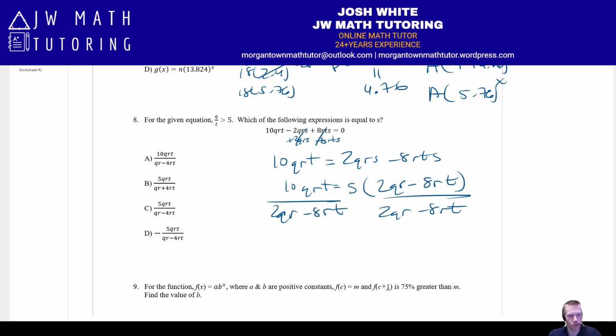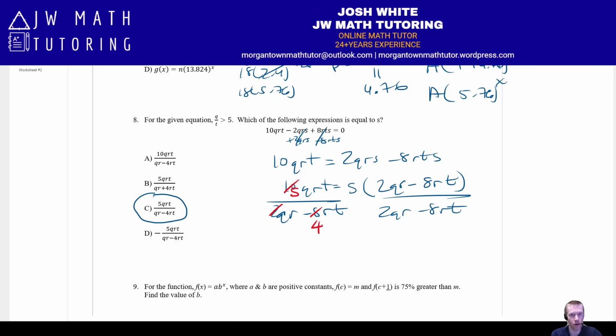Now, if you look at these, notice none of these have 2qr minus 8rt in the denominator. That's because there's a common factor of 2 that you can cancel out here. So divide by 2, 1. Divide by 2, 5. Divide by 2, 4. All right, so what do I get? 5qrt over qr minus 4rt. Correct answer is going to be letter C.